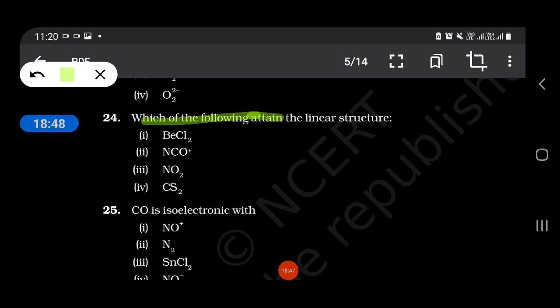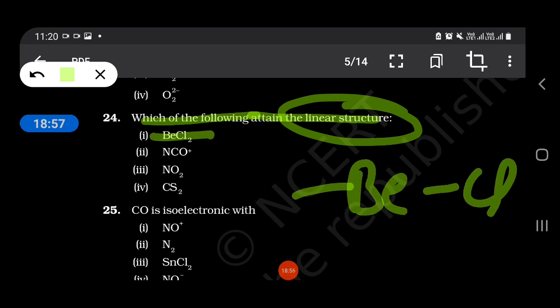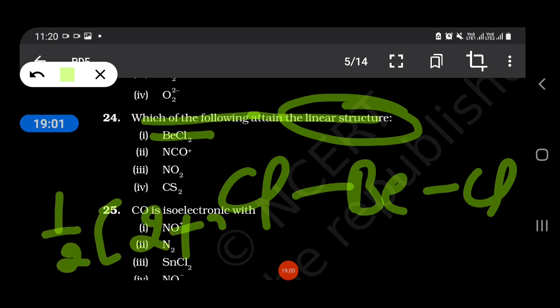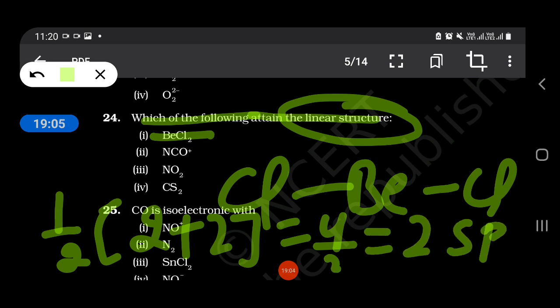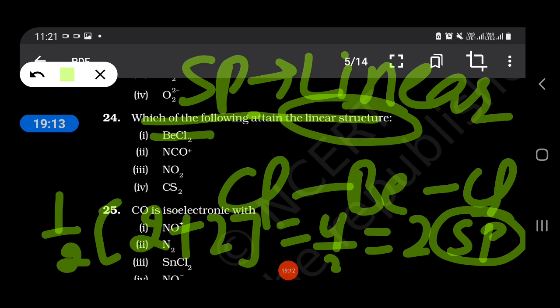Which of the following attain the linear structure? So our answer is BeCl2, because you can see half of 2 plus 2, that is 4 upon 2 equals 2, that is sp. And sp has a linear shape, that is linear or straight. And our answer is also CS2.